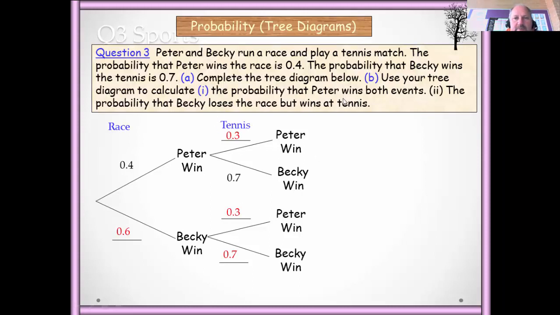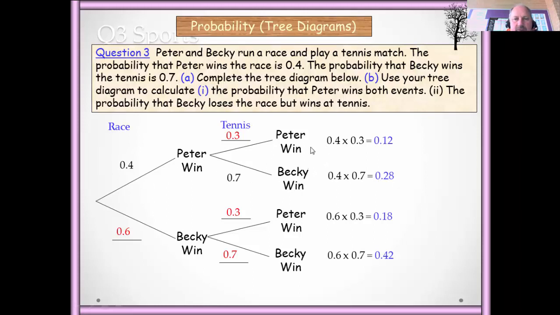What's the probability Peter wins both of the events? Well, that's this pathway, so it'd be 0.4 times 0.3. So the answer would be 0.12. Probability Becky loses the race, that means Peter wins, but wins at tennis. So the pathway is Peter win, Becky win, so it'd be 0.4 times 0.7 is 0.28.